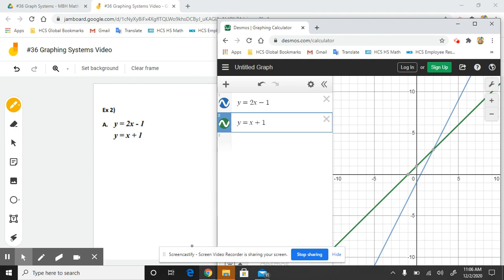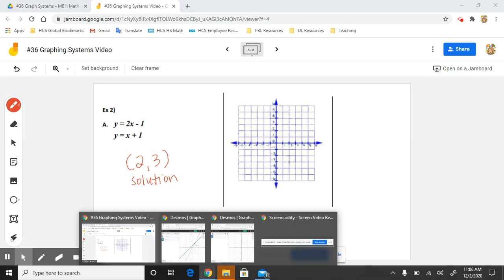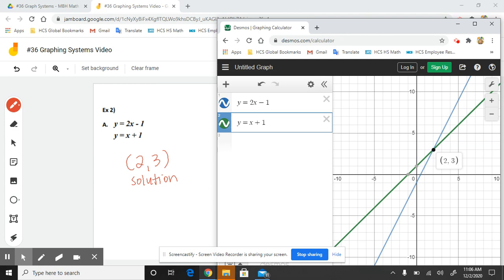Now the cool part about Desmos is you can literally hover over that point or click on that point, and it will reveal its location. So we know where this point is. It's at (2, 3), which is our solution. So (2, 3) is our solution to our system here. Now we could graph it by hand, but it's not necessary when we already have this really cool tool that will already graph it for us.